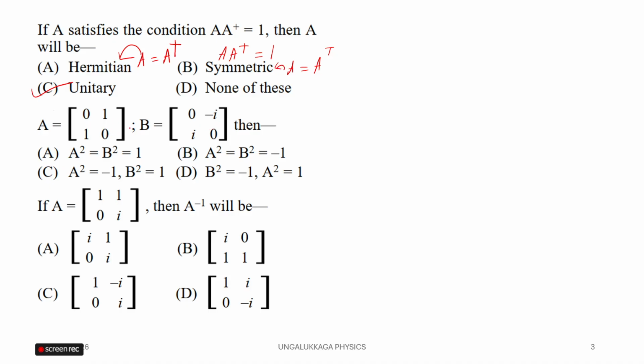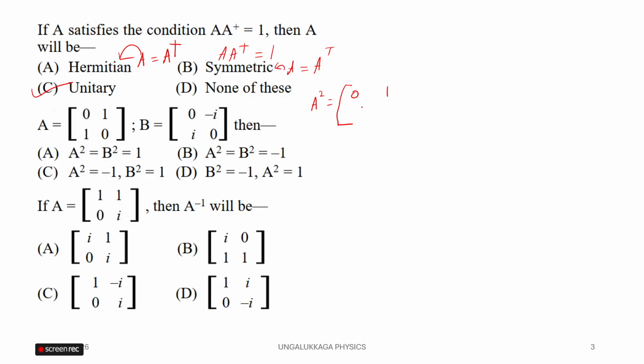While solving problems, try to frame a question for all the options. If you are solving a particular question and you get some answer, try to frame a question for the other options also. Now we have two matrices A and B, and we have options here. We have to find A square and B square and find the correct option. So we will first find A square.